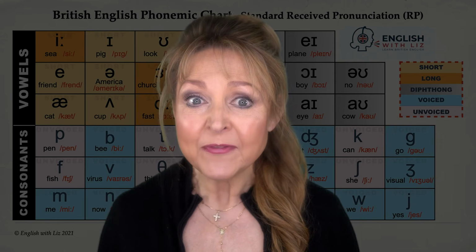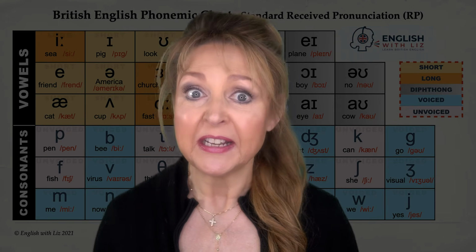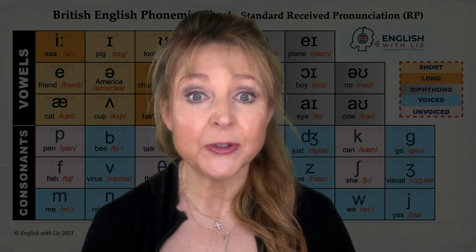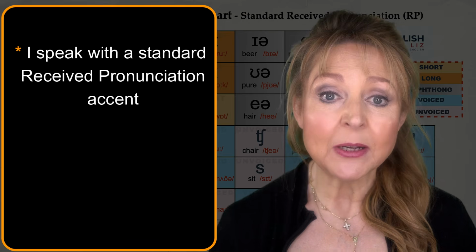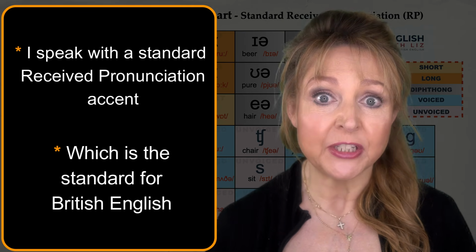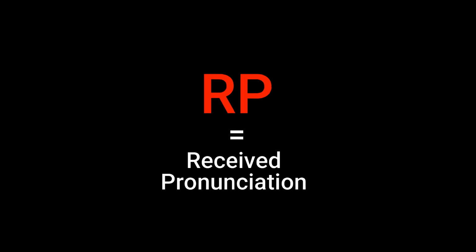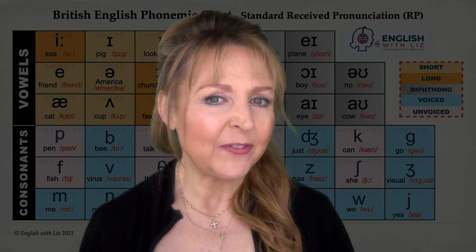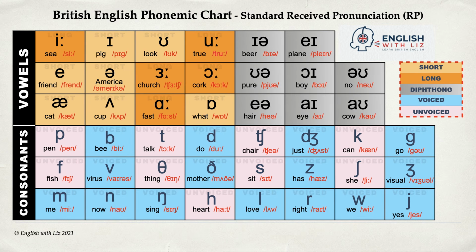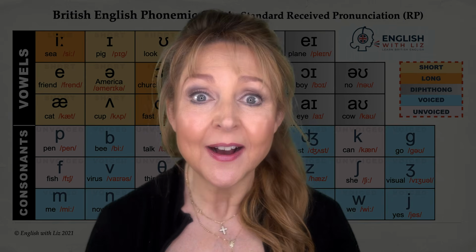Did you know that every different language and accent has a different phonemic chart? Obvious, really, as the phonemic chart is just a collection of different sounds that is used to produce a unique accent. I speak with a standard received pronunciation accent, which is generally accepted as a standard for British English. Received pronunciation is also known as RP. To make it easy for you, I have drawn up a phonemic chart that represents my British English RP accent, and you can download it from the comments below.